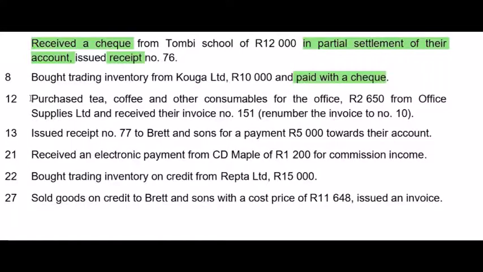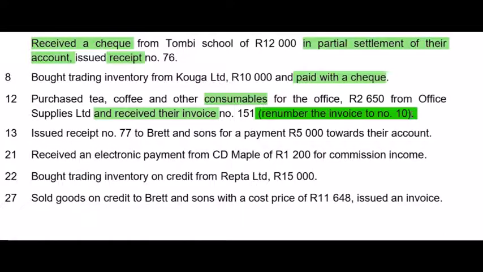The next transaction on the 12th said we purchased tea, coffee, and other consumables. Okay, so we're buying consumables for the office, 2,650 Rand from Office Supplies Limited, and received their invoice. Now, if we receive an invoice, it means that we were the ones buying without paying. So these words indicate it's a creditor's journal transaction. And can you remember the trick with creditor's journal transactions is that we renumber the invoices. Okay, I actually gave you the information in brackets. I said renumber the invoice to number 10.